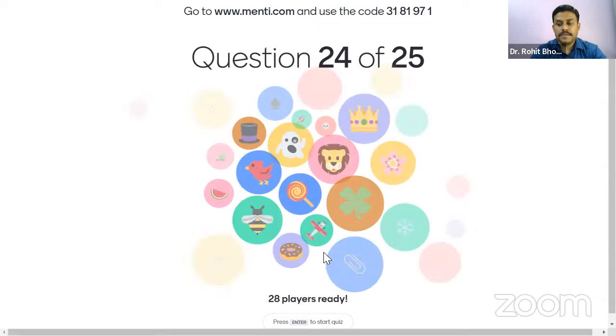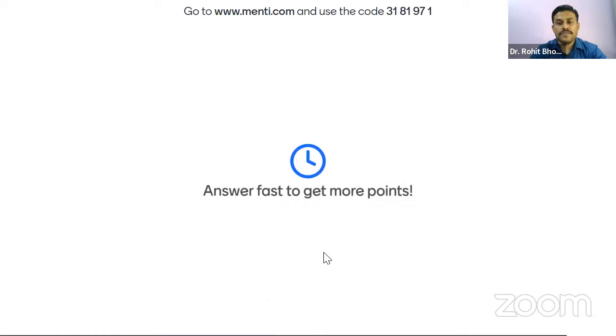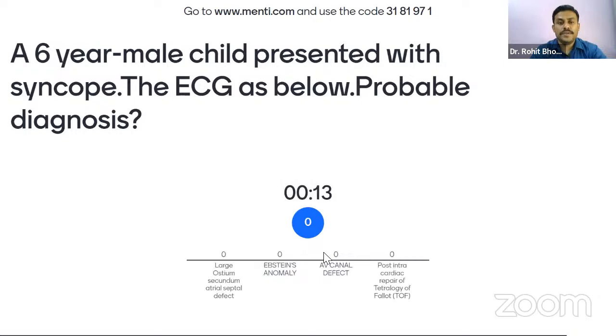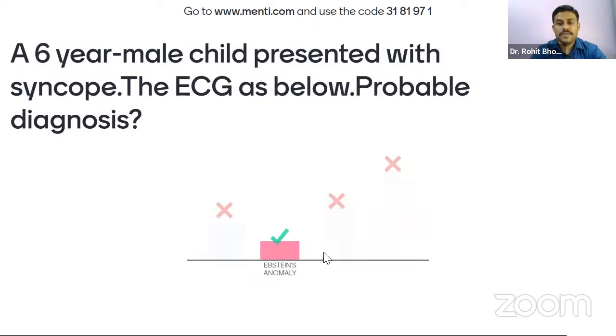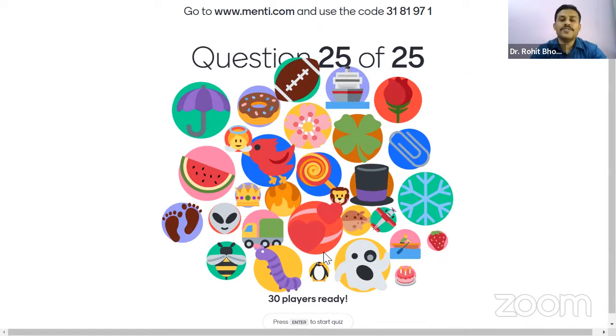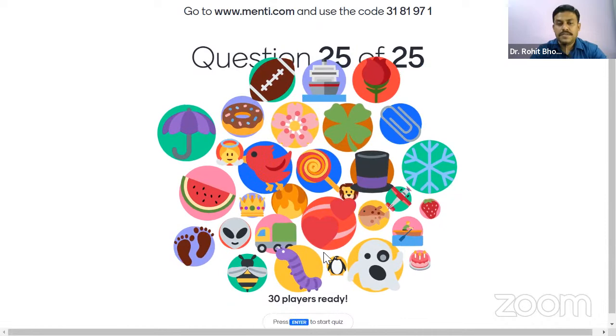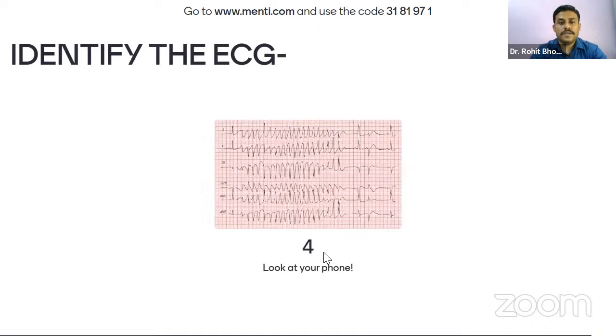Question number 24. 6-year-old child presented with syncope. But Rohit, the ECG was not clear. Yes, sir. This question will be nullified for everyone. Okay. Some network issue there, because it is nullified for everyone. One question is missing. So last question. Identify the ECG.